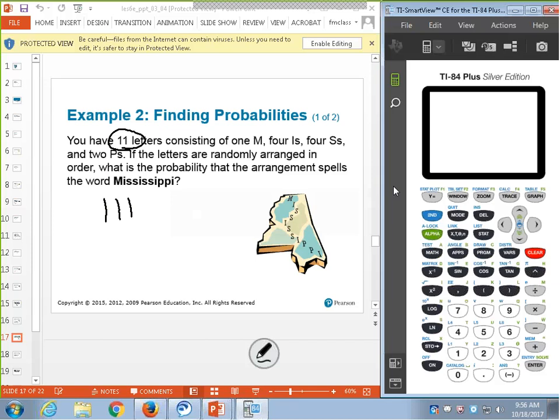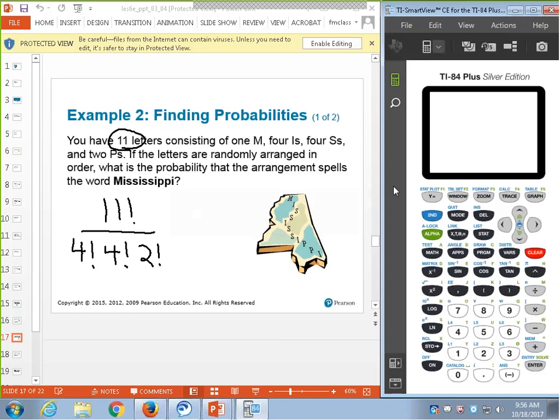11 factorial, right? 11, 10, 9, 8, 7. But what? You got 4 S's, which is 4 factorial, right? You got 4 I's, which is another 4 factorial, and 2 P's, which is 2 factorial. Whenever you have 1, you don't have to worry about it, because 1 factorial is just 1, so when you divide by 1, it doesn't change it. So all you have to do is factorialize the ones that are 2 or more.